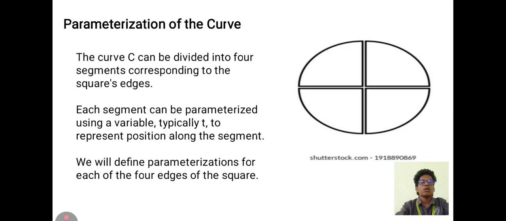Parameterization of the curve. The curve C can be divided into four segments corresponding to the square edges. Each segment can be parameterized using a variable, typically t, to represent position along the segment. We will define parameterizations for each of the four edges of the square.